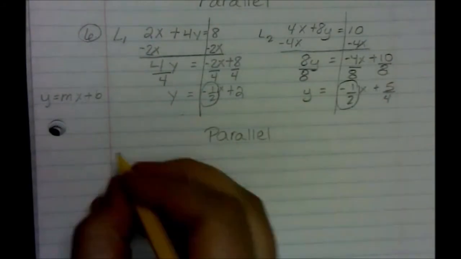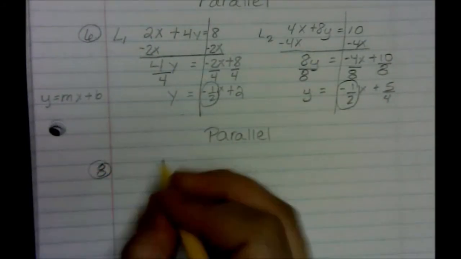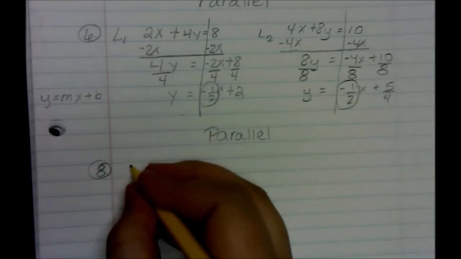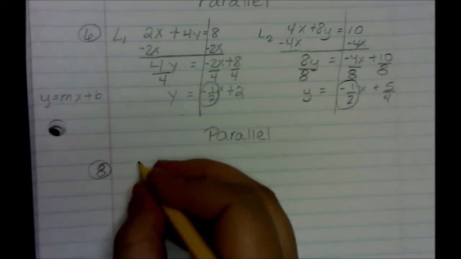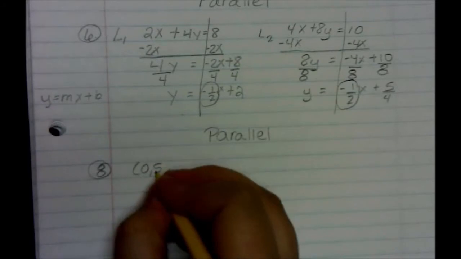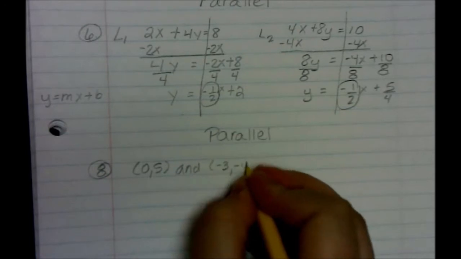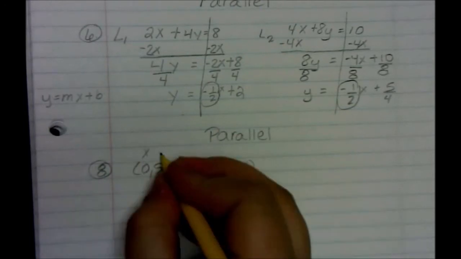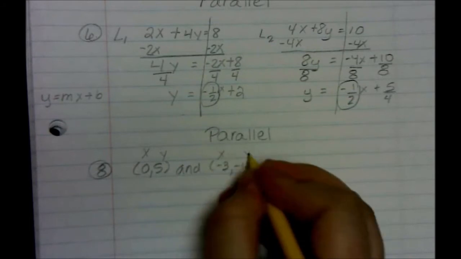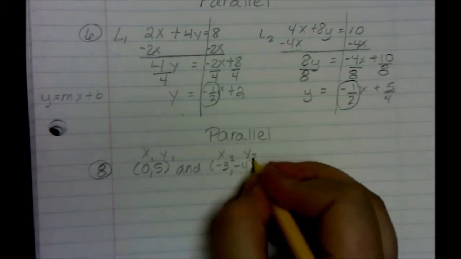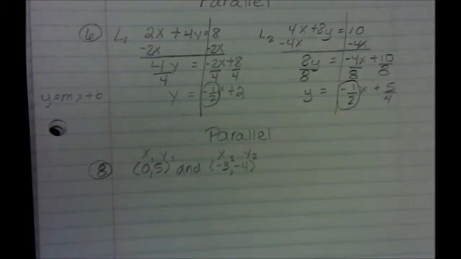Now to move on to number 8. Number 8 says find the slope of any line that is perpendicular to the line through the points 0, 5 and -3, -4. So this is my x and y, this is my x and y. So this is my first ordered pair and my second ordered pair. Well, if they give you two ordered pairs, we know we're going to have to find the slope of those if we're trying to find out if they're parallel or perpendicular.